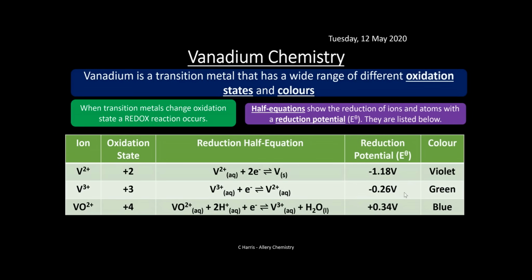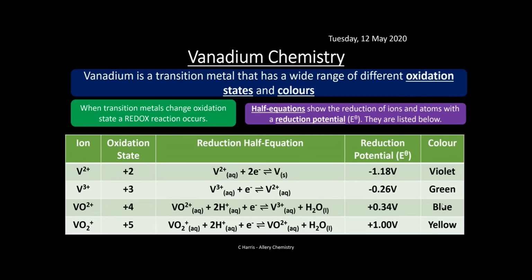VO2+ has a +4 oxidation state. The reduction half equation here is VO2+ plus 2H+ plus an electron forms V3+ and H2O. You can see how all these link in, so the products here are the reactants in the previous step. That gives a reduction potential of plus 0.34 volts, and that is a blue colour. See how colourful these are. And VO2+, don't get that confused with the other one, has a +5 oxidation state. We've got a half equation there as well, and a reduction potential of +1 volt, and this is yellow.